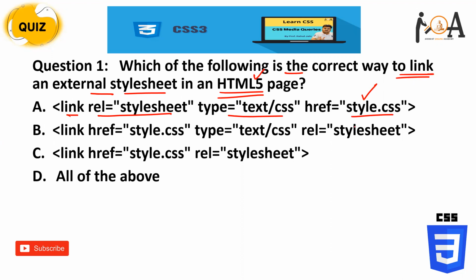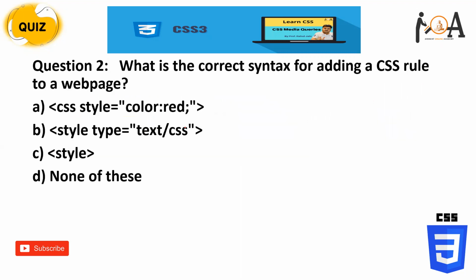Let's look at the second one. Here the sequence of href, type and rel is changed. It is also a correct way, and you can directly mention the href as style.css, right? So all of these are correct answers. Using all these three syntaxes, you can add any external CSS file to your HTML web page, correct?